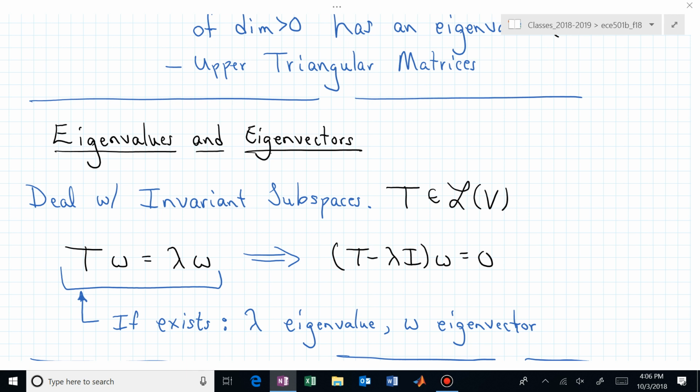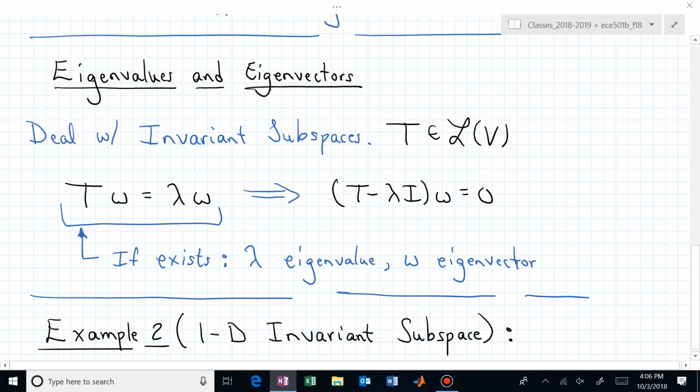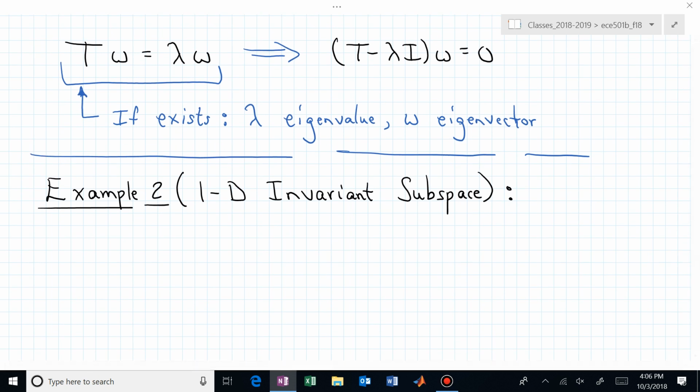So knowing null spaces, or how to find null spaces, is key to this eigenvector or invariant subspace concept. Let's now look at a 1D invariant subspace example that's different from what we talked about last time. Last time we talked about A times the identity operator. I think that was our example 1. Example 2, let it be the following.